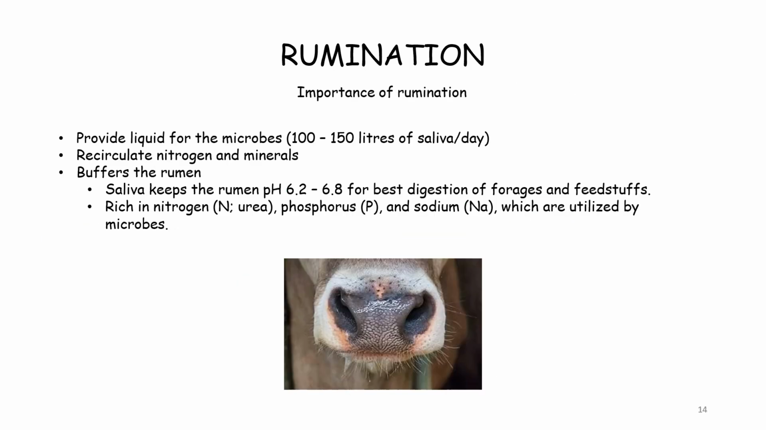So the importance of rumination: it provides liquid for the microbes, 100 to 150 liters of saliva per day. It recirculates nitrogen and minerals and buffers the rumen. Saliva keeps the rumen pH at 6.2 to 6.8 for best digestion of forages and feedstuff. It is rich in nitrogen, phosphorus, and sodium, which are utilized by microbes.